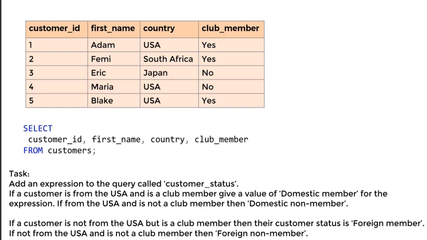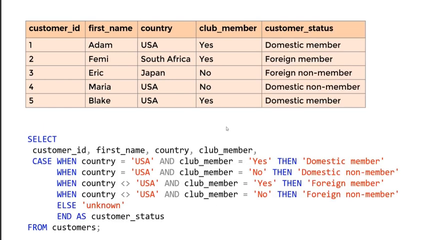Let's say we have the following task: add an expression to the query called customer status. If a customer is from USA and is a club member, give a value of domestic member for that expression. If from the USA and is not a club member, then domestic non-member. If a customer is not from USA but is a club member, then their customer status is foreign member. If not from the USA and is not a club member, then foreign non-member. Let's see how to write it.